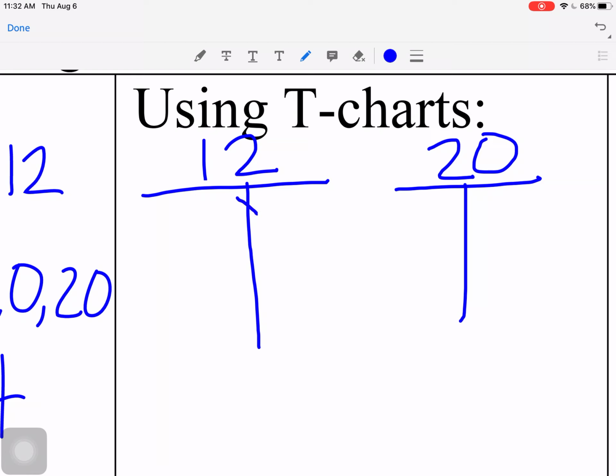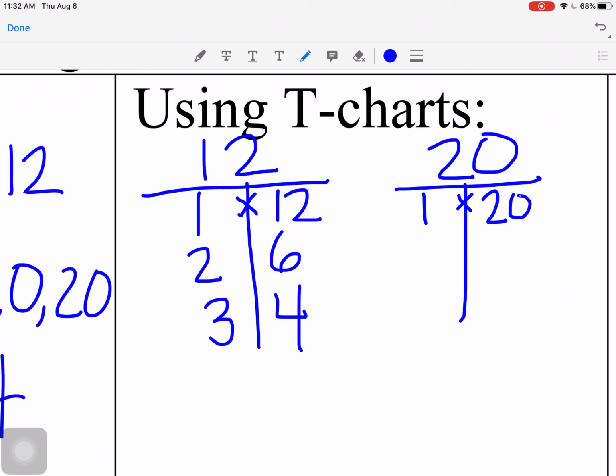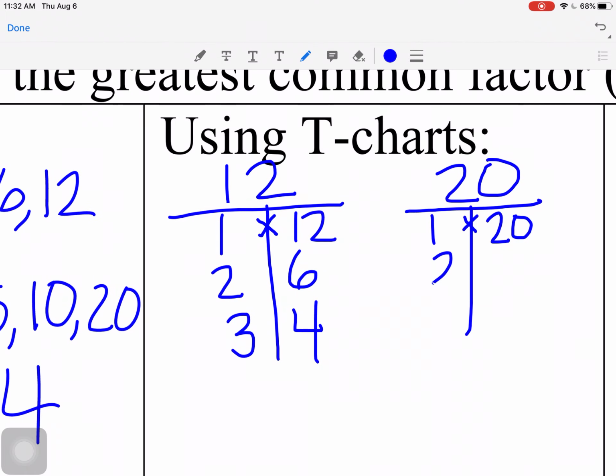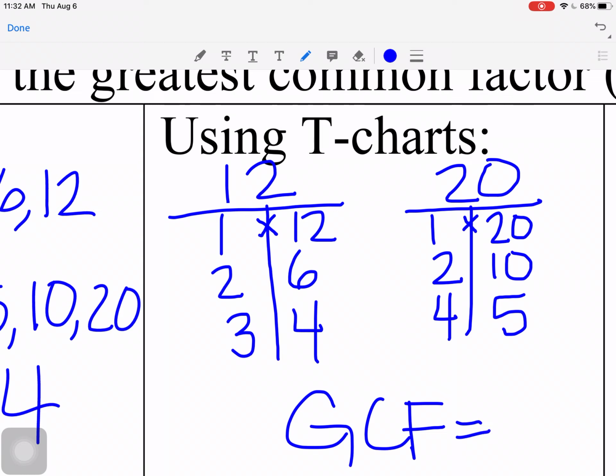You can pretend that this line is a multiplication symbol because we're going to do 1 times 12. We're going to do 2 times 6. And we're going to do 3 times 4. Those are the factors of 12. And then we're going to do 1 times 20. 2 times 10. And 4 times 5.